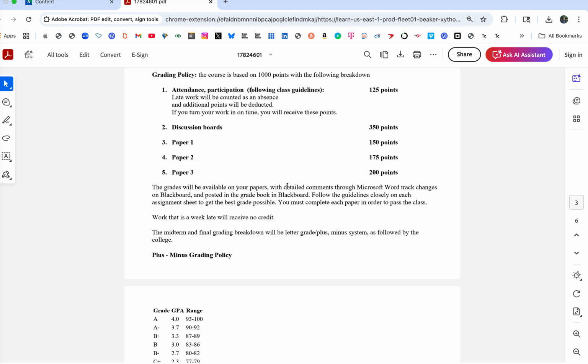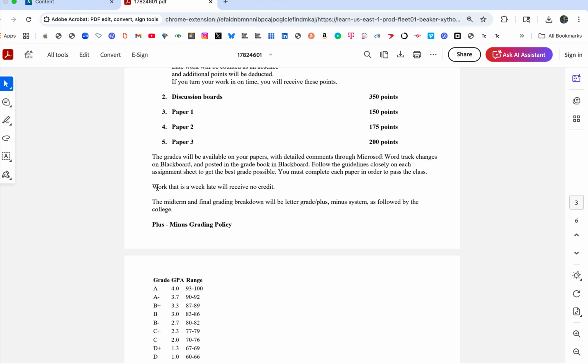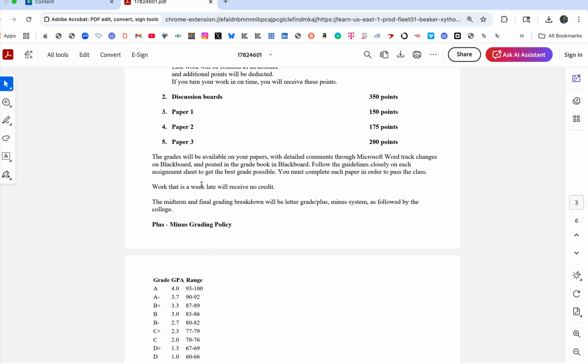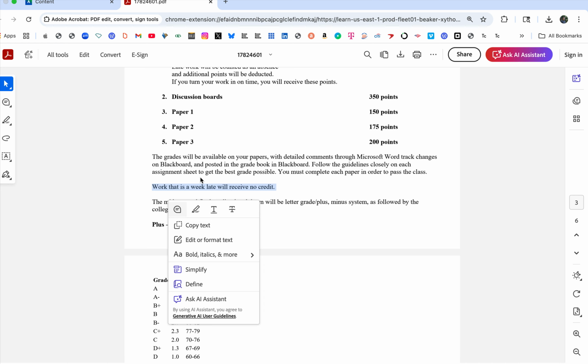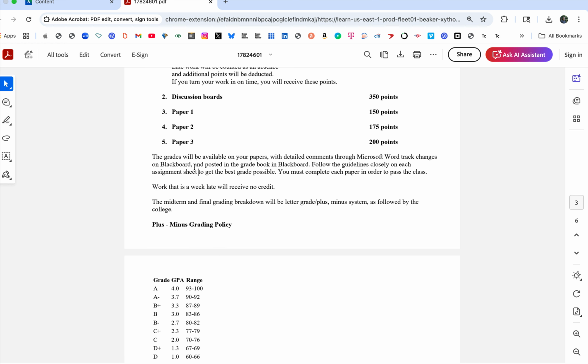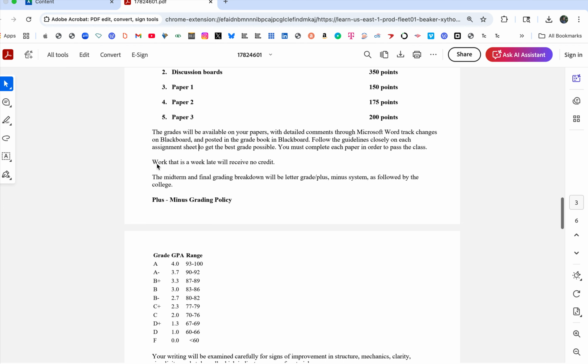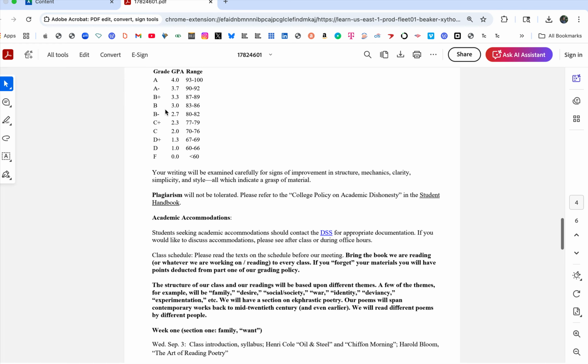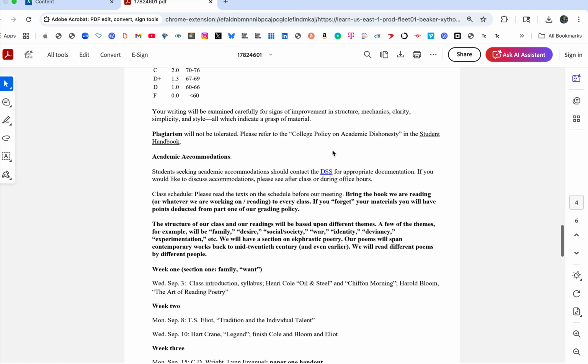The grades will be available on your papers with detailed comments. If you don't get the grade you like, you can revise and turn it back in. Work that is a week late, however, will receive no credit. So you have a grace period of a week, give or take. In the past, I've had students who didn't do anything all semester and tried to do everything in the last few days, and we're not doing that. So work that's a week late is no credit. There's the GPA grade breakdown. If you need accommodations, contact the DSS.